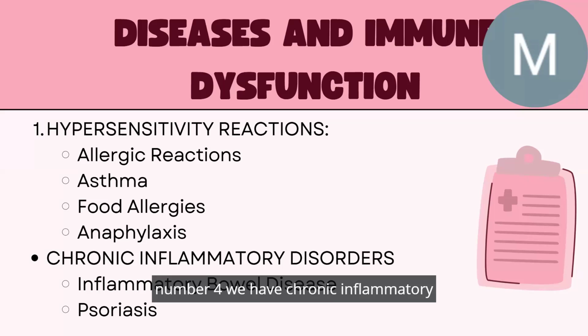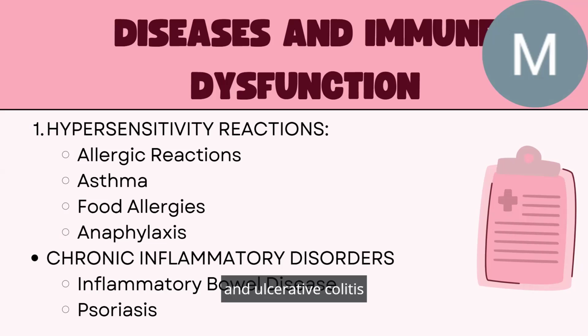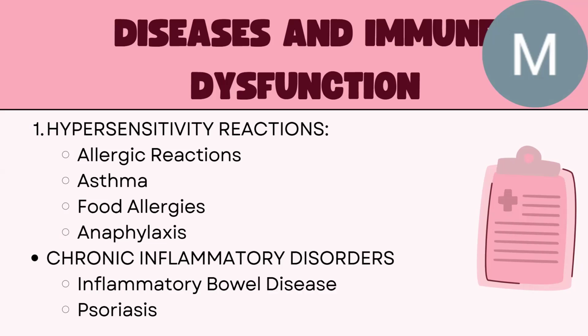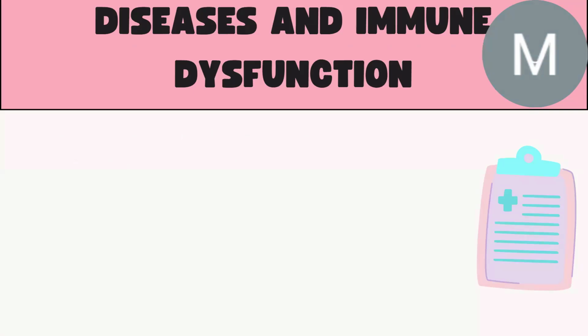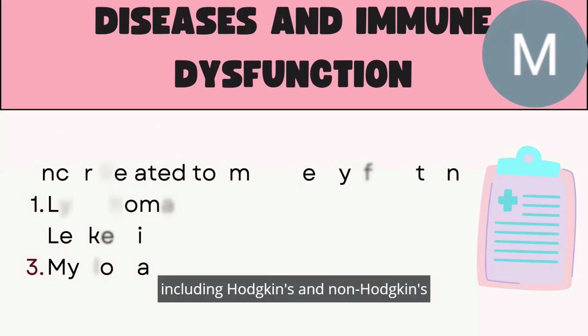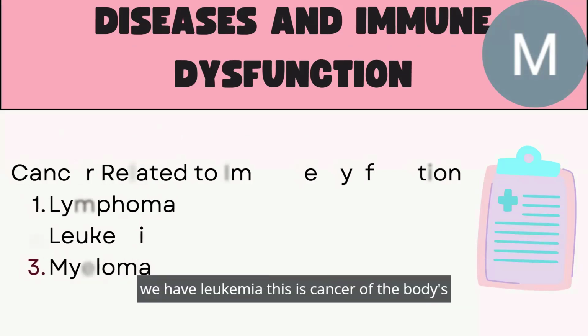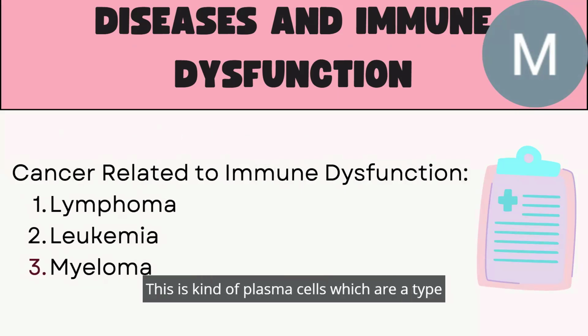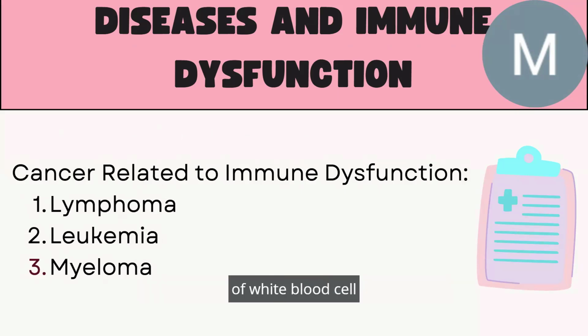For number 4, we have chronic inflammatory disorders. We have inflammatory bowel disease, IBD, of the digestive tract, including Crohn's disease and ulcerative colitis. Then we also have psoriasis. This is an immune-mediated condition that causes rapid skin cell turnover, leading to scaly skin rashes. For number 5, we have cancers related to the immune system. Cancer of the lymphatic system includes Hodgkin's and non-Hodgkin's lymphoma. We have leukemia. This is cancer of the body's blood-forming tissues, including the immune cells and bone marrow. And lastly, we have myeloma. This is cancer of plasma cells, which are a type of white blood cell.